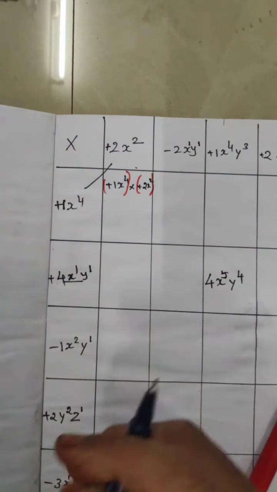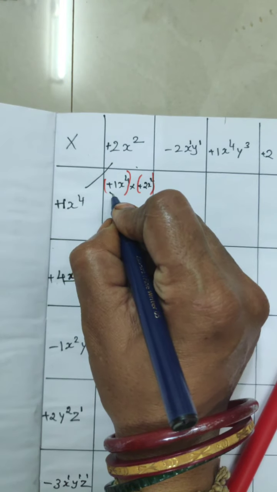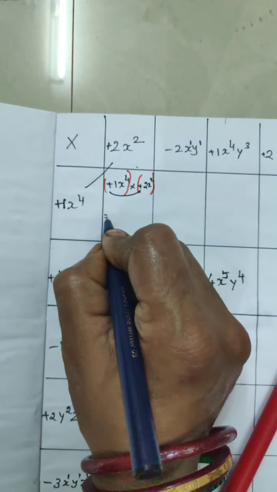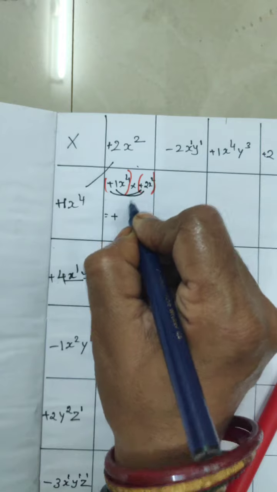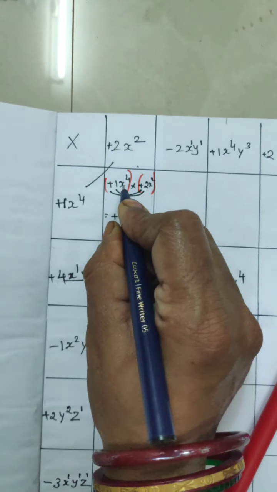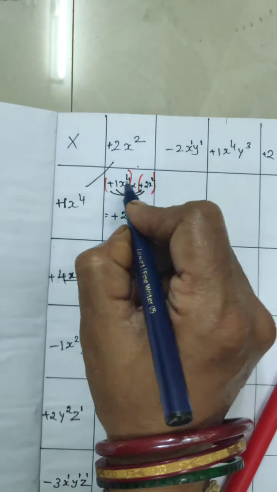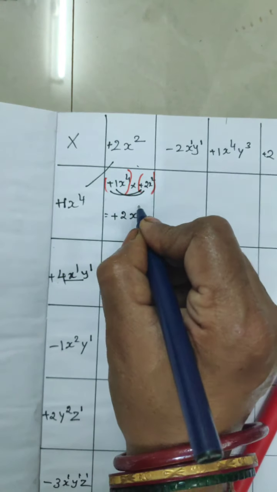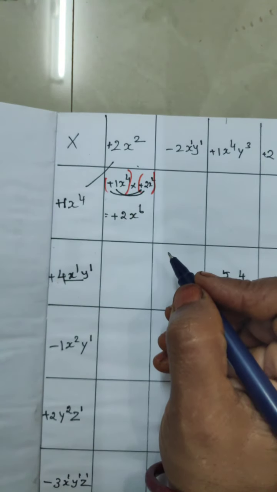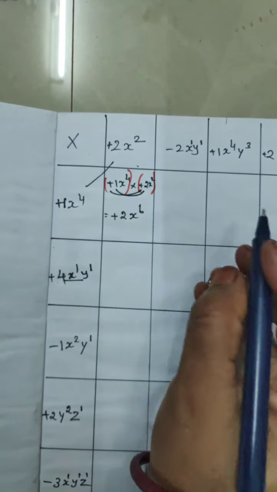Okay, now clear? Multiply the signs: plus into plus is plus. 1 2s are 2. Here x power 4, there x power 2. 4 plus 2, add them, is 6. These two numbers add and write 2 x power 6. Okay, first step is completed.